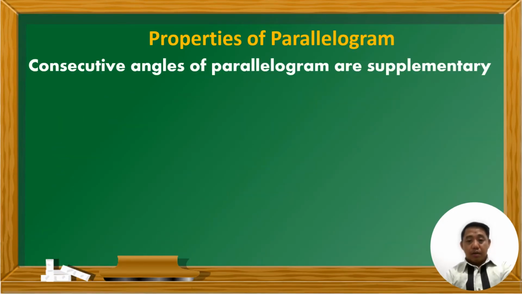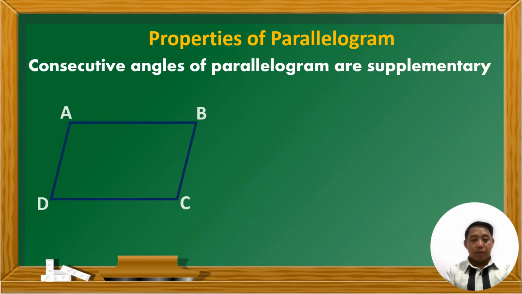So, consecutive angles of a parallelogram are supplementary. Naman tayo sa consecutive, magkasunod. Ano ibig sabihin ng consecutive? Magkasunod. Ang supplementary naman ay ang sum ng mga angle na yon ay 180. So, lahat dapat na magkasunod na angle is equal to 180 degrees.